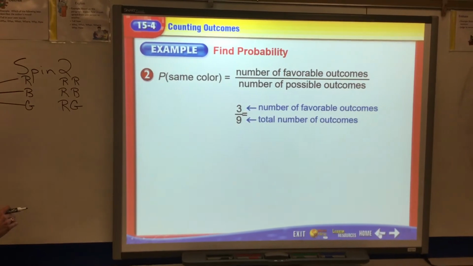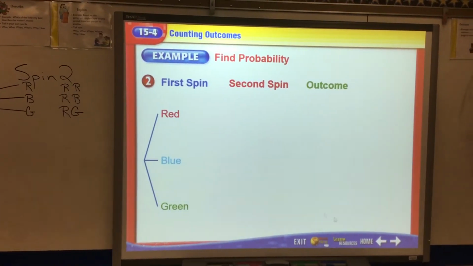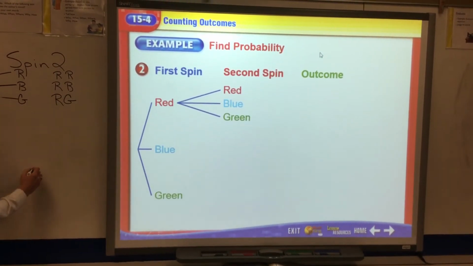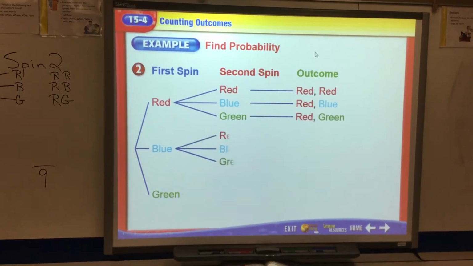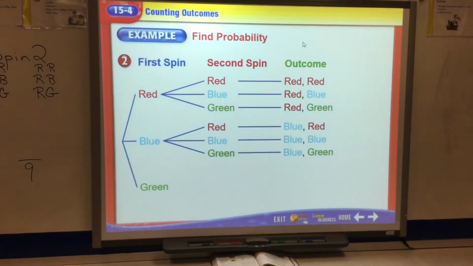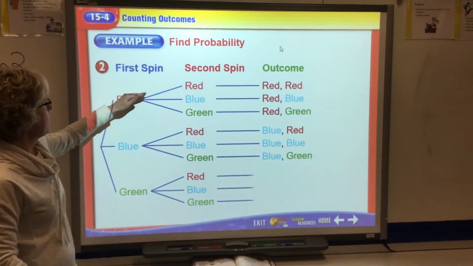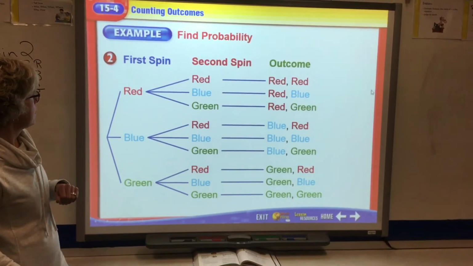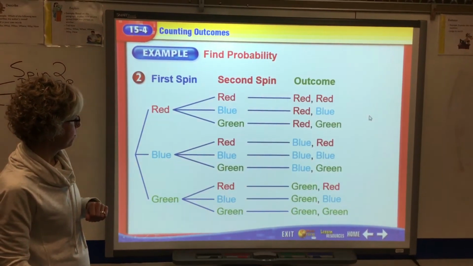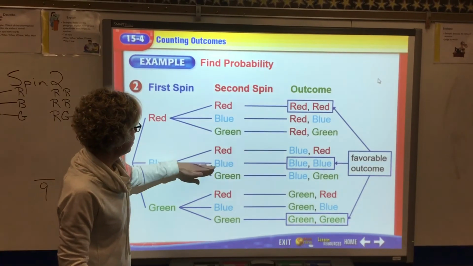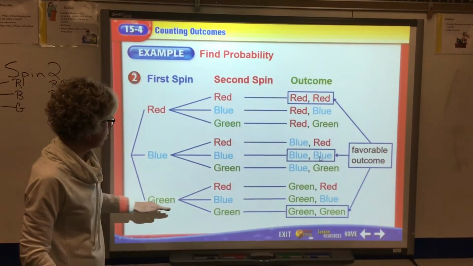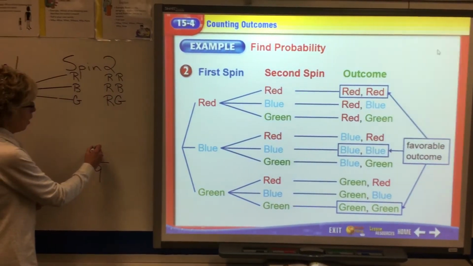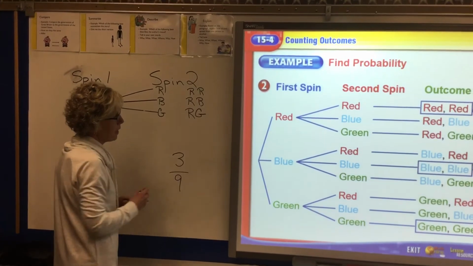So, you can see how we would come up with 3 different spins and 3 possible outcomes. You'd have a total of 9 outcomes on that. So if you wanted to figure out the probability of spinning red, red, well there it is. The question asks for the same color. So you spun blue, blue, here it is, and green, green, there it is. So out of our total of 9 possibilities, we would spin the same color 3 different times.